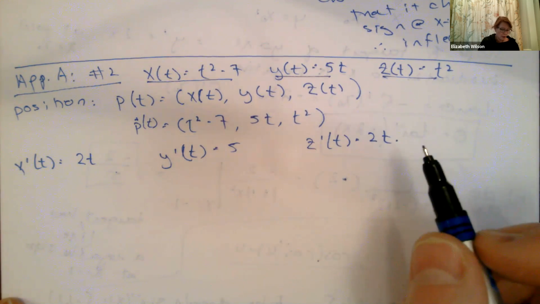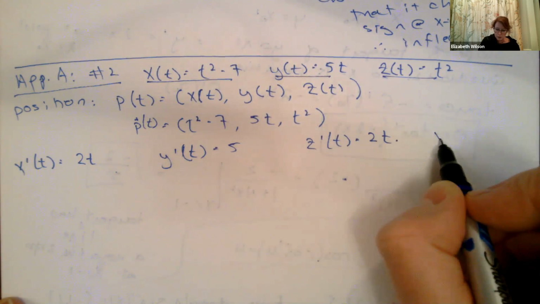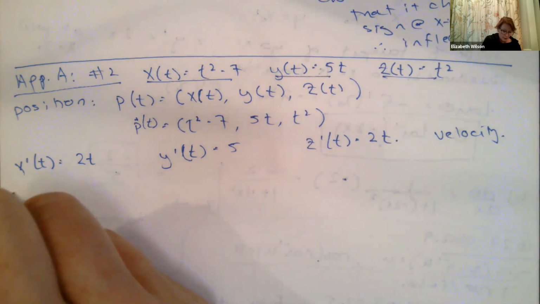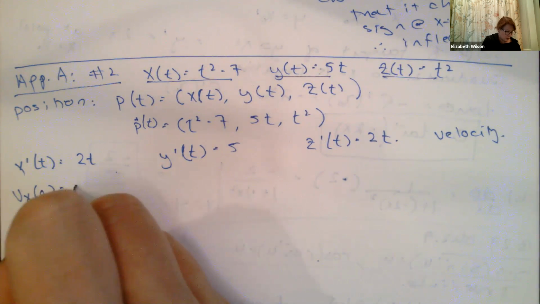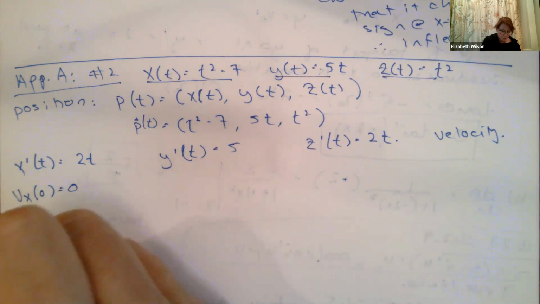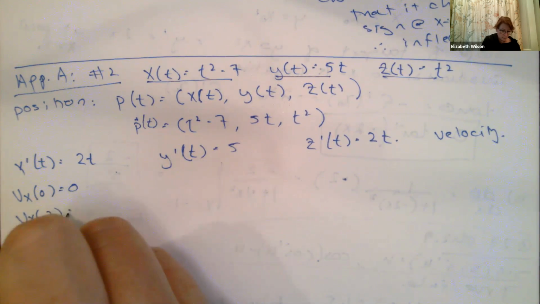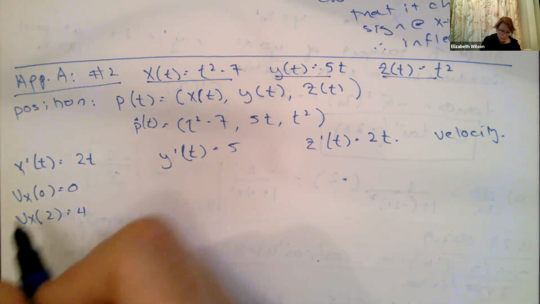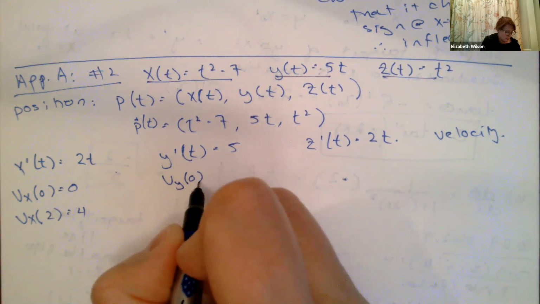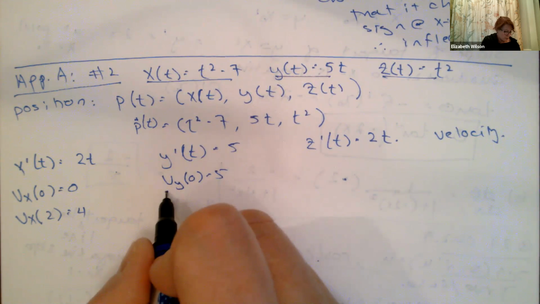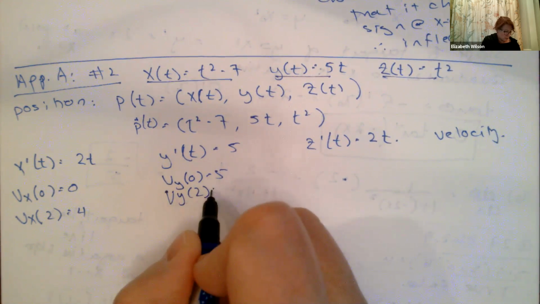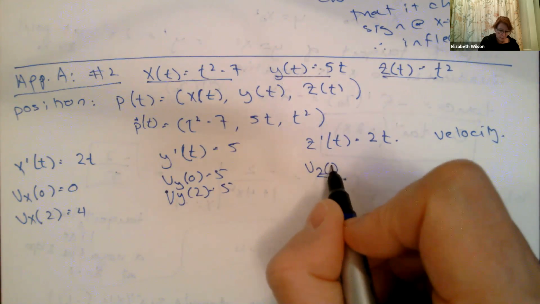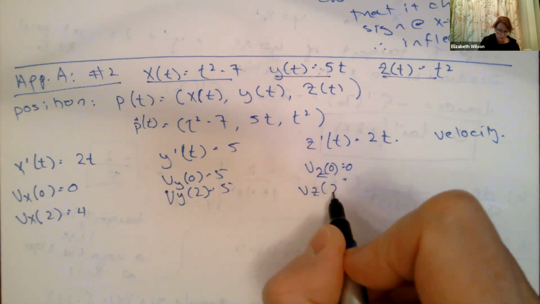Now the first derivative of my position is our velocity, right? So if I say v of x at 0 is equal to 0, v of x at 2 is equal to 4. v of y at 0 is equal to 5, v of y at 2 is equal to 5. v of z at 0 is equal to 0, and v of z at 2 is equal to 4.